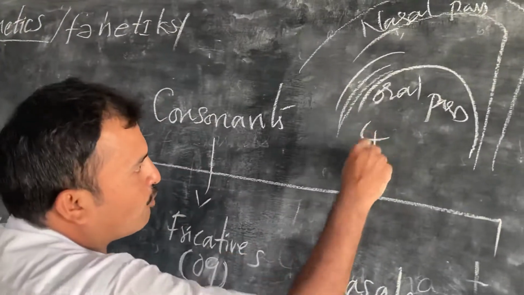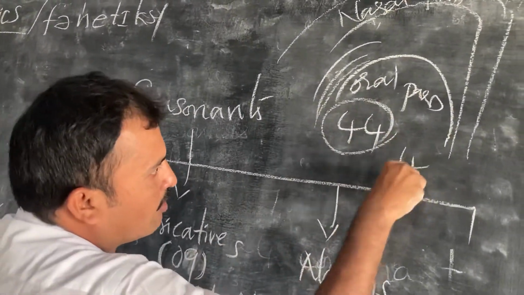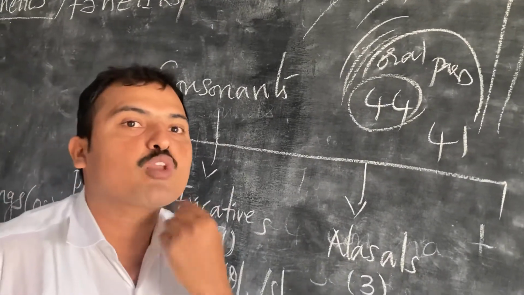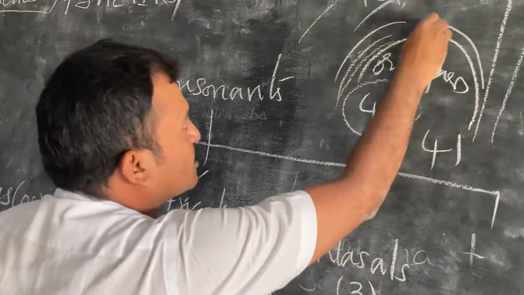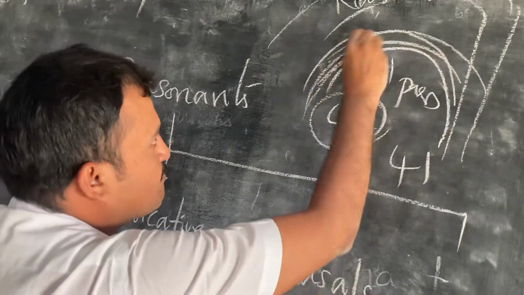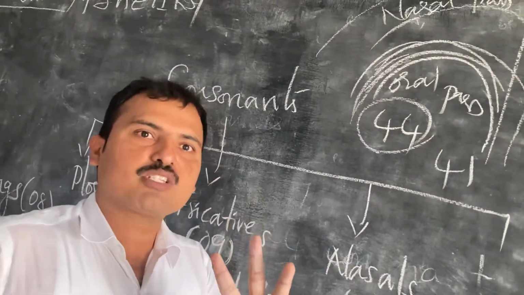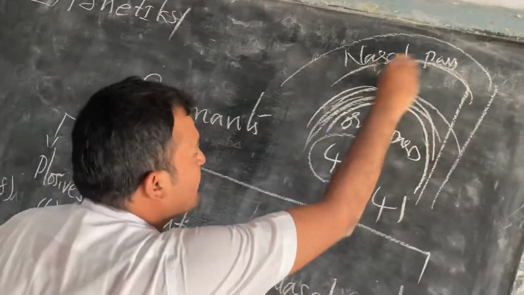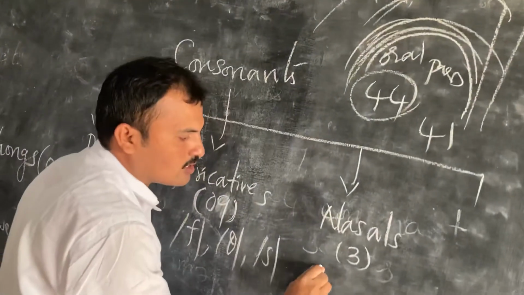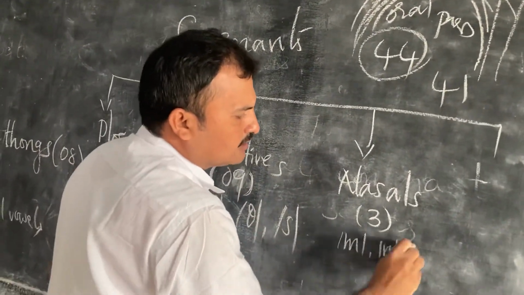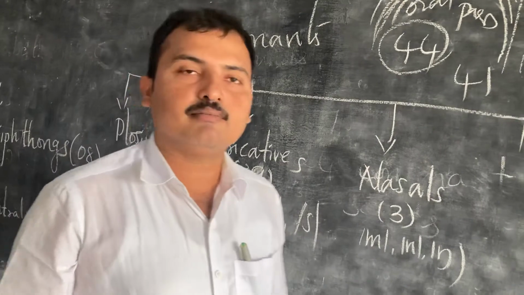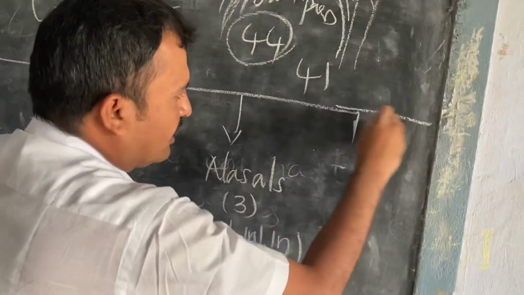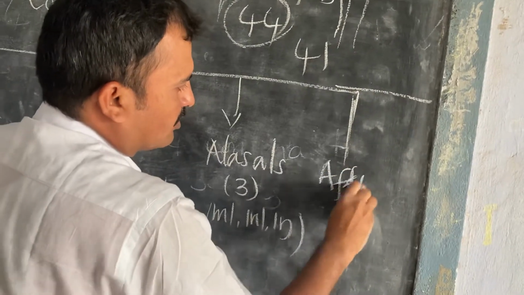Out of 44 sounds, as many as 41 sounds are articulated through the oral passage. And only 3 sounds are articulated through the nostrils, which we call nasal passage. So there are 3 sounds: ma, na, nga. And there are affricates.